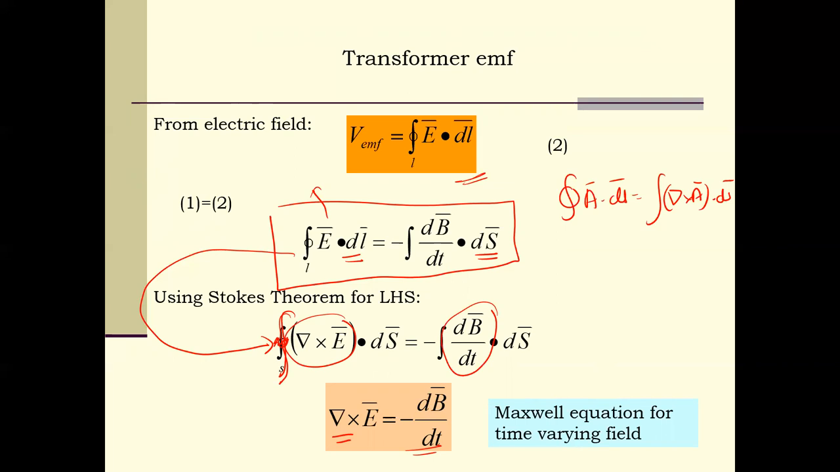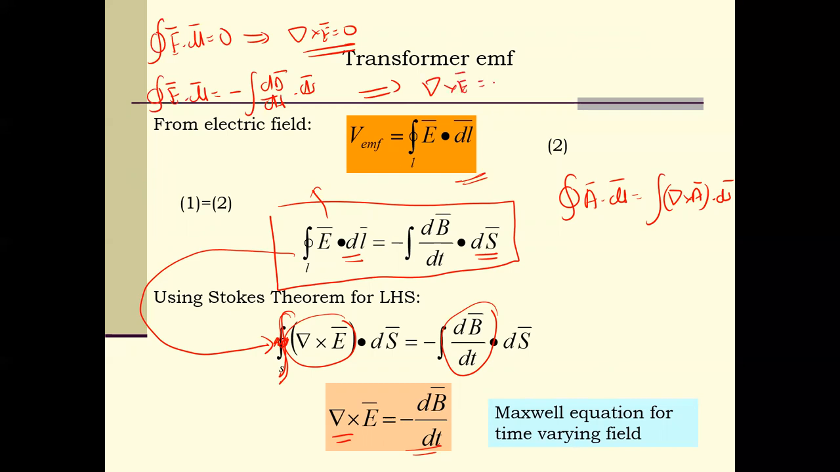Basically, this is the Maxwell equation that has been modified for the case of time-varying field. Remember that previously, for the static field, we have the closed loop integration of E dot dl equals zero. In point form, we have the curl of E equals zero. But for the case of time-varying field, the closed loop integration of E dot dl equals negative integration of dB over dt dot dS, and finally the curl of E equals negative dB over dt. So this is the equation that we have modified from the initial Maxwell's equation in static field. The static field is given by this equation, but the time-varying field is given by this equation, which is related to the concept of Faraday's law.